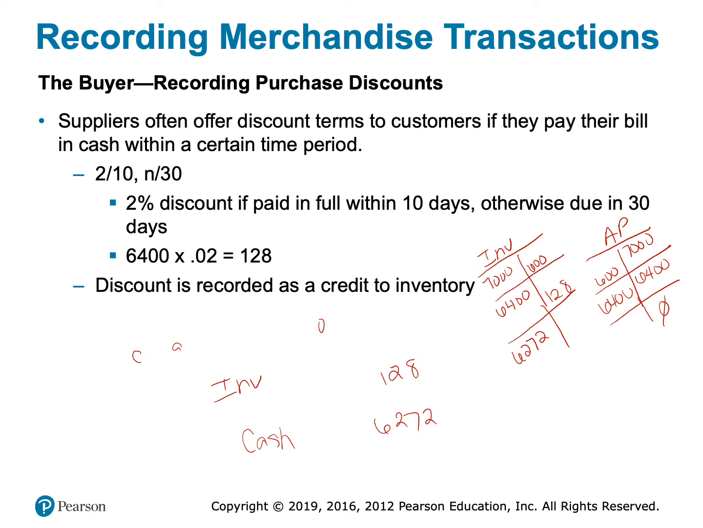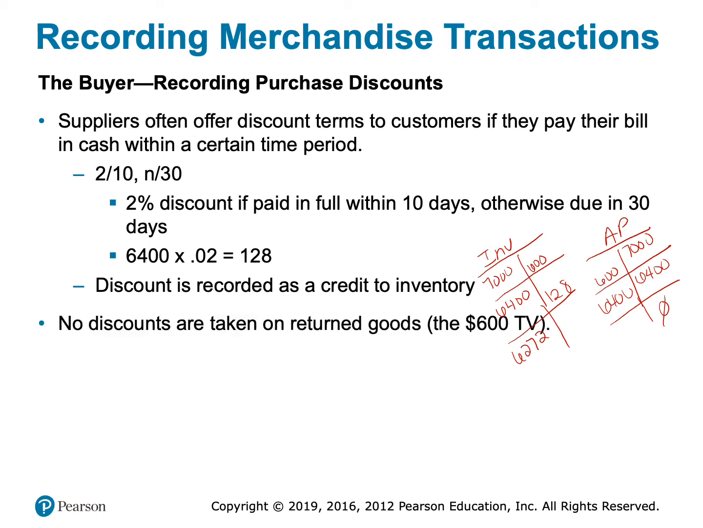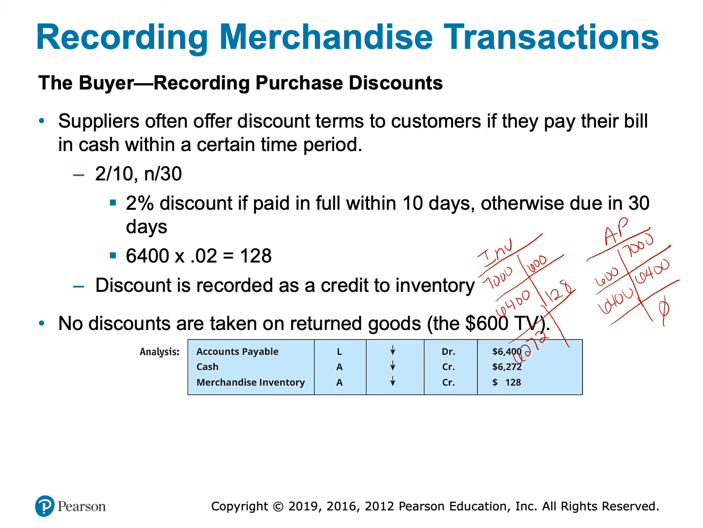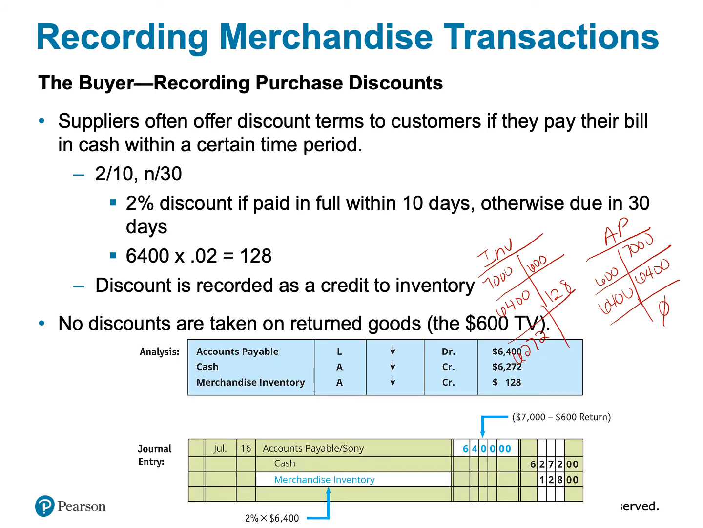So let me erase this real quick. And now I can see my journal entry here. Notice that we did not take a discount on the $600 of goods that we returned. That's because we had not paid for them yet.